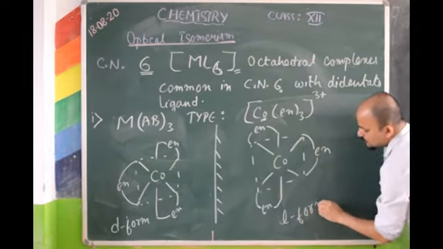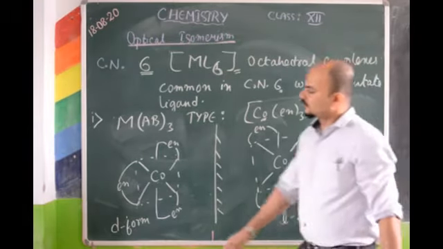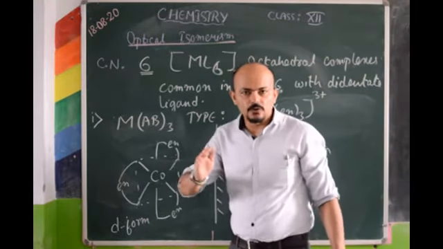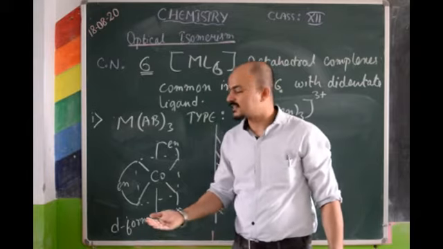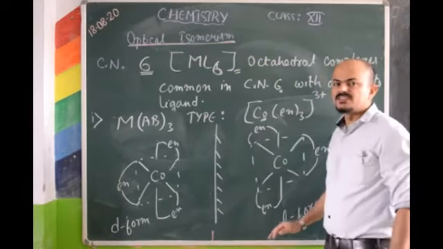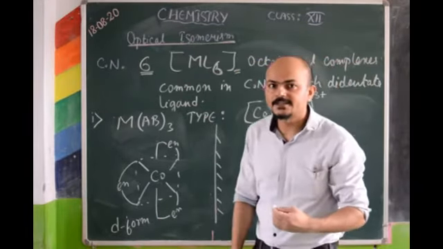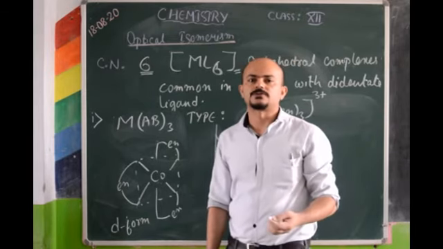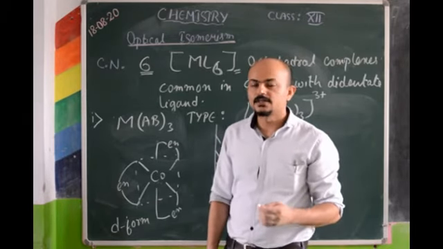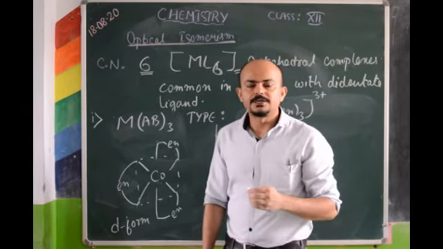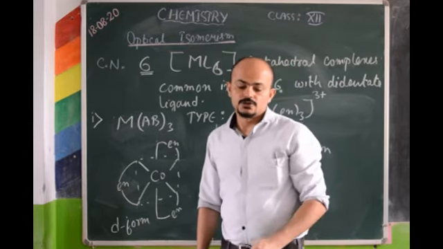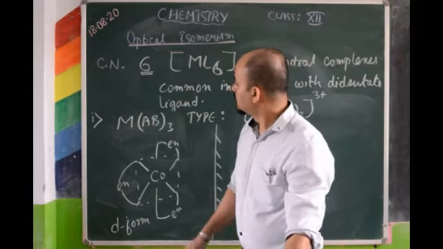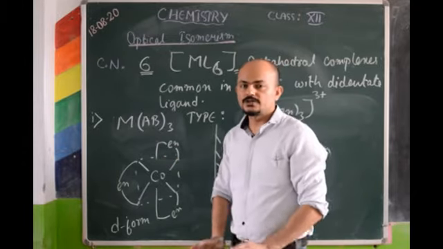D form is dextrorotatory, as I told you, which rotates the plane of polarized light towards the right hand side. And this L form means what? Left. So you can remember it this way also. L stands for left. So they are going to rotate the plane of polarized light towards the left hand side. So under optical isomerism, this was for today's discussion.